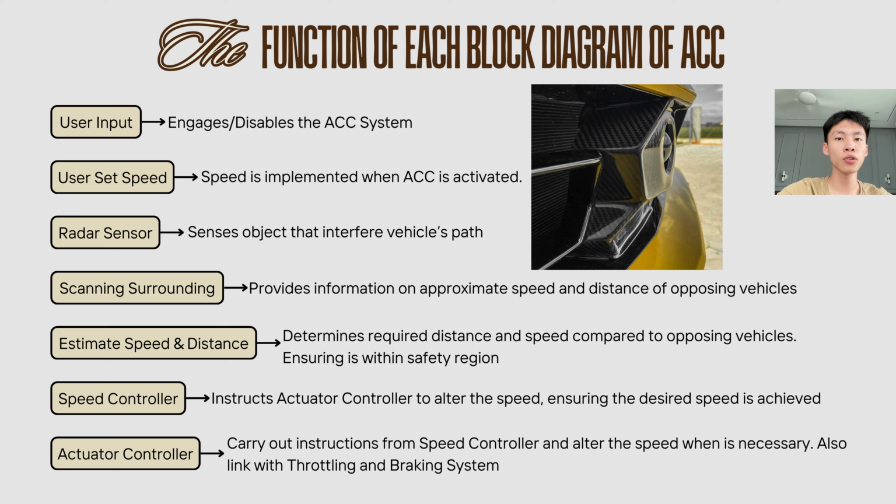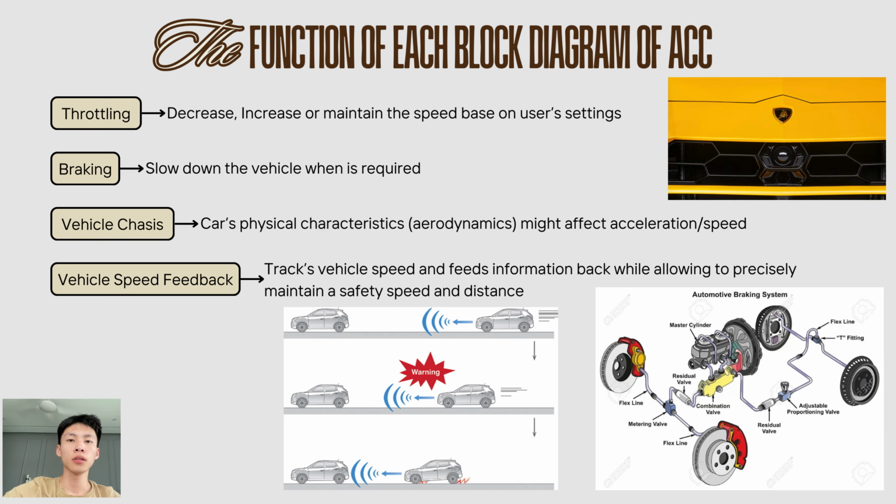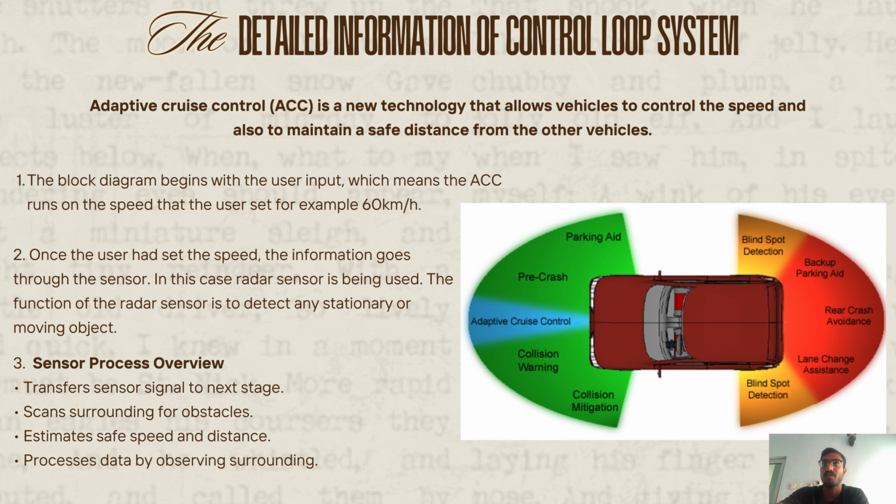The speed controller instructs the actuator controller to alter the speed when it's necessary, while the actuator controller carries out the instruction but also links it with the throttling system and also the braking system. The throttling system will either increase, decrease, or maintain the speed of the vehicle based on the user's settings, while the braking system will slow down the vehicle when it's necessary. The vehicle's chassis will also have an impact on the vehicle's speed and acceleration, as physical characteristics such as aerodynamics will be impactful. Lastly, vehicle speed feedback will track the vehicle speed and feed back the information while also precisely maintaining a safety distance and speed.